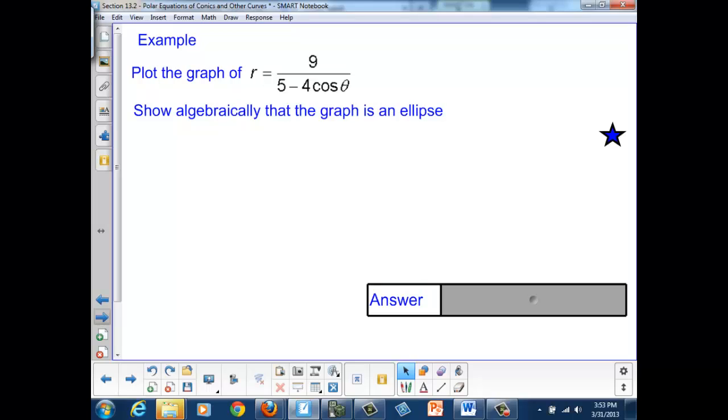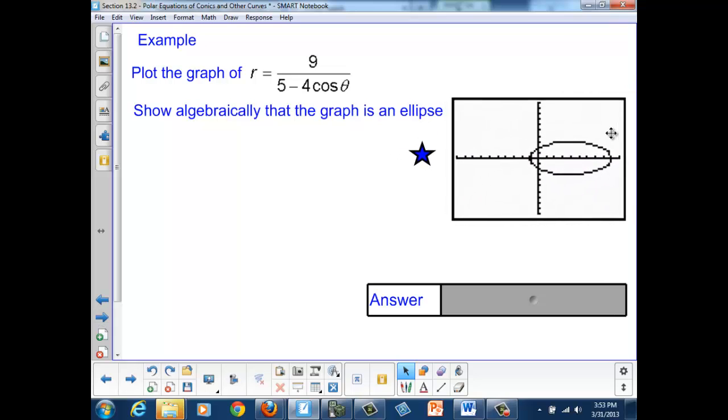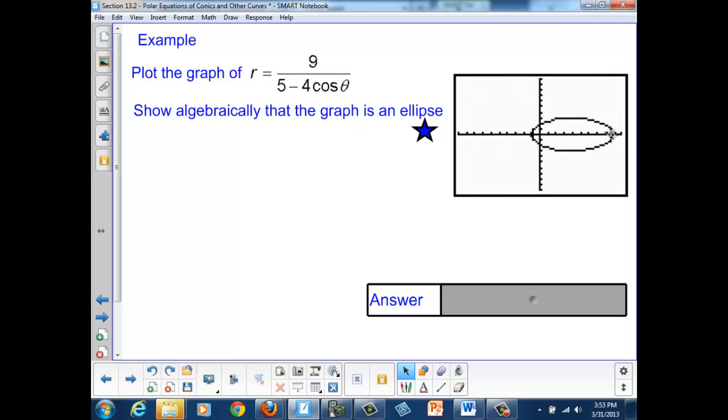Let's look at some more graphs that can be generated. In fact, let's look specifically at conic sections that can be generated using polar coordinates. Here we have a graph, r equals 9 over 5 minus 4 cosine theta. If we plug that into our calculators, we get a graph that looks like this. Looks remarkably like an ellipse.